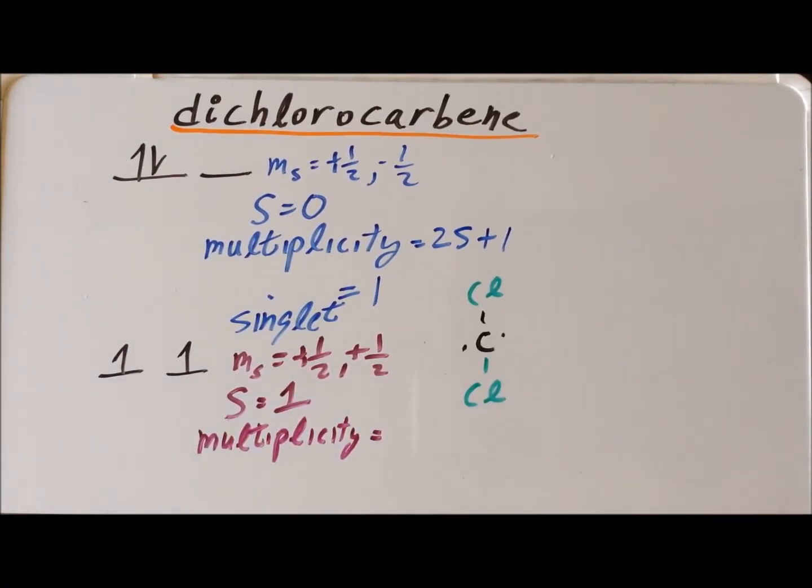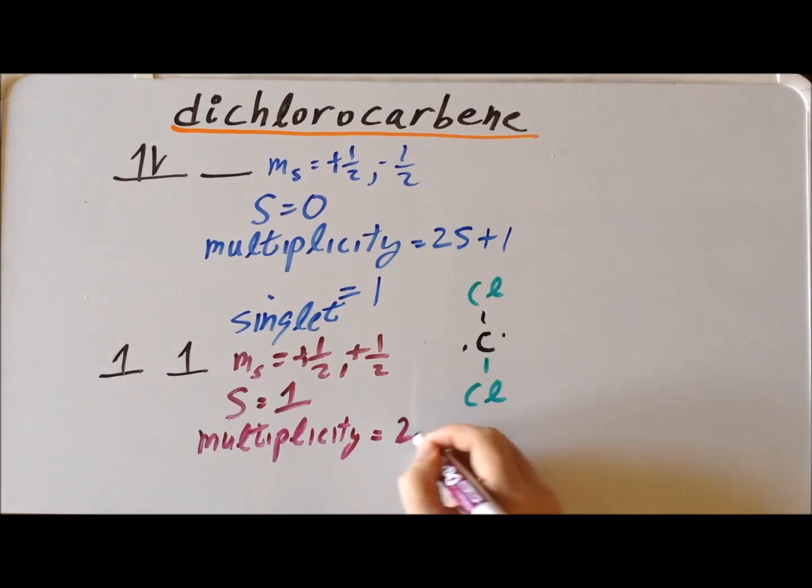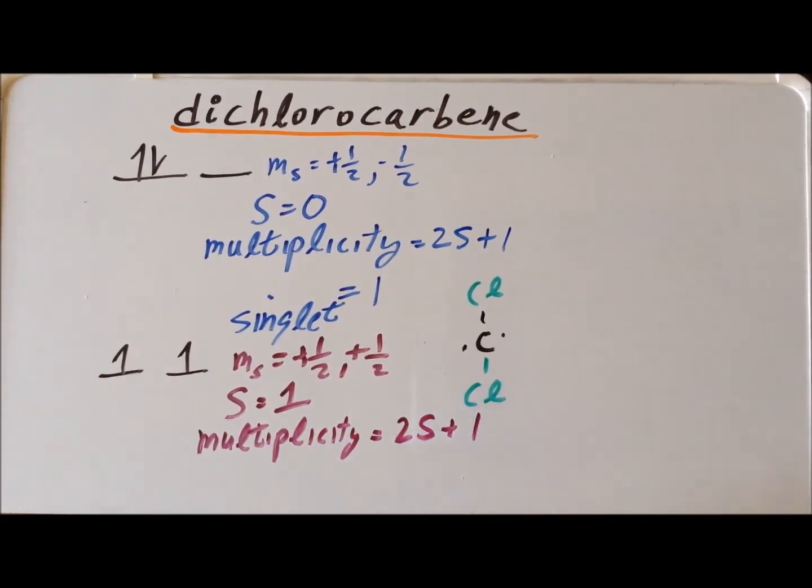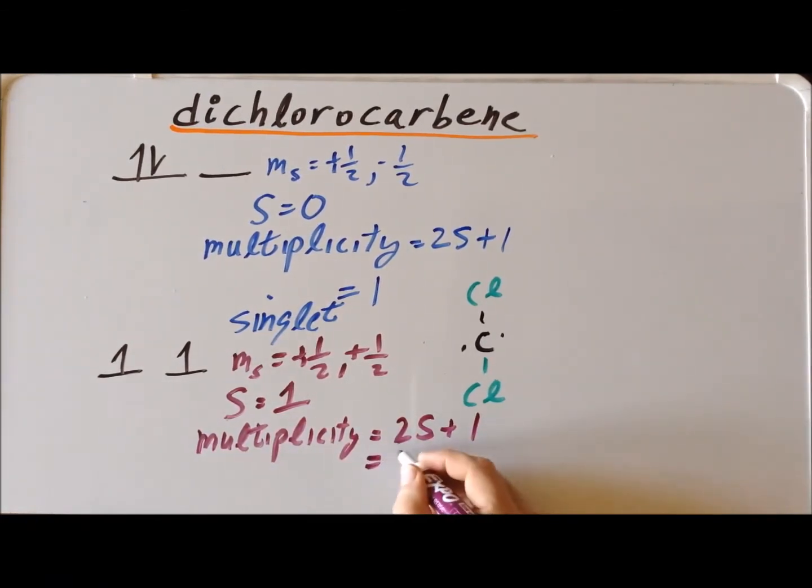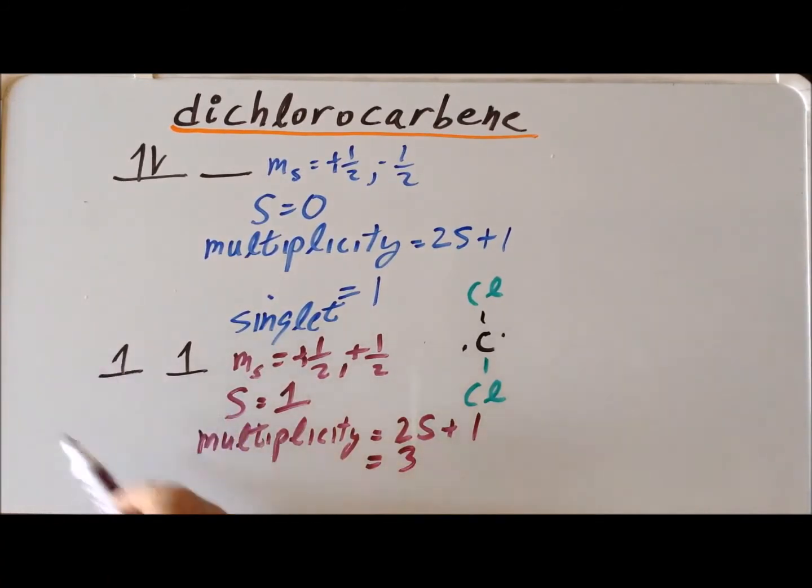Well, recall that by definition, the multiplicity is 2s plus 1. We know that in this case, s is equal to 1. 2 times 1 plus 1 is equal to 3. So the spin multiplicity of this version of carbene is 3, and we refer to any species that has a multiplicity of 3 as a triplet.